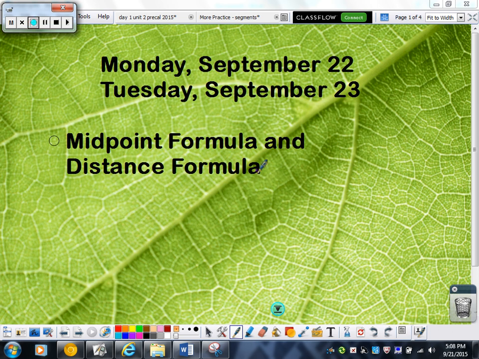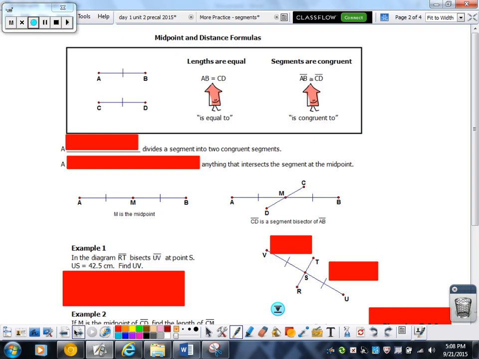Today we'll be talking about the midpoint formula and the distance formula. First, some definitions.